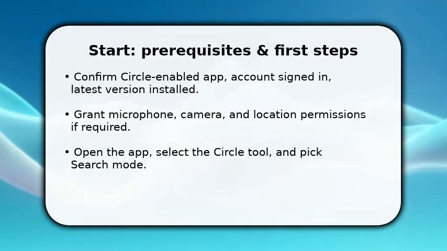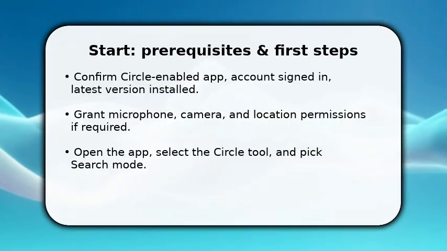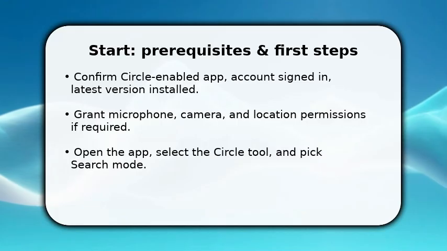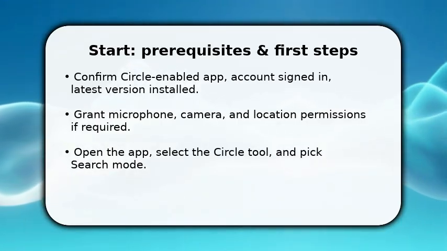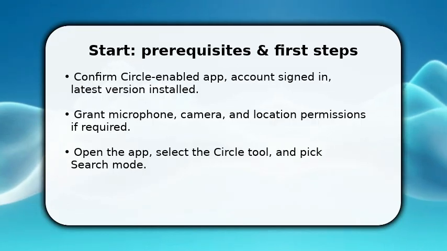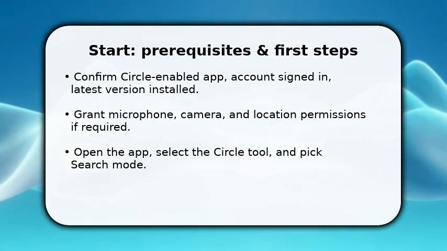Next, place your finger or cursor at the center point you intend to scan, tap and drag outward to define the circle radius, and watch the guideline appear. This first movement both defines scope and primes the algorithm. Take a steady, deliberate sweep to capture accurate results.